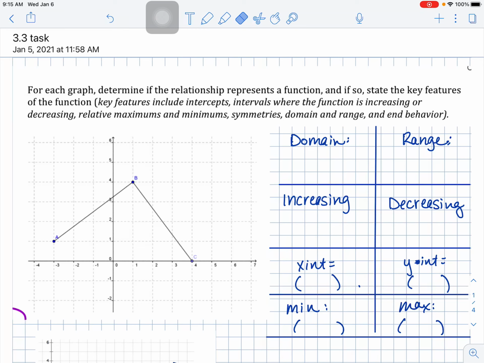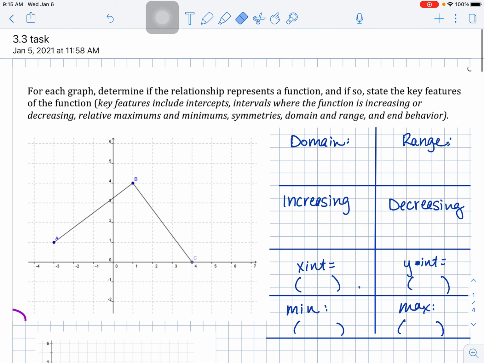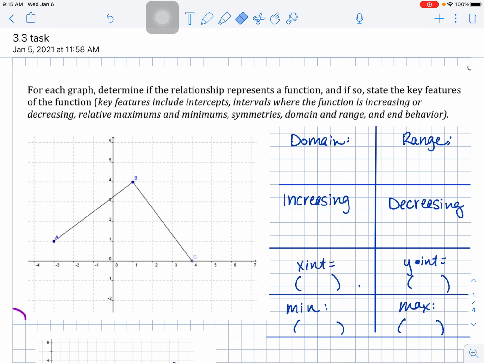Looking at the 3.3 task, features of functions. The very first example, there's a great video for you at the beginning of the formative. So if you're feeling confused, please watch that video. I think it will help. And the very first problem on the formative has been done for you. So I want to go over that problem with you to help you make sense of it.